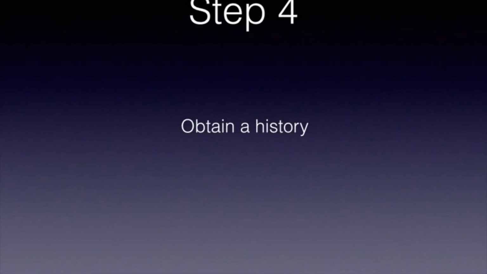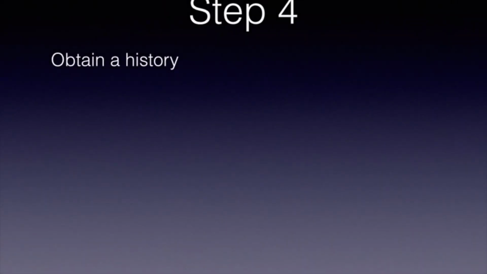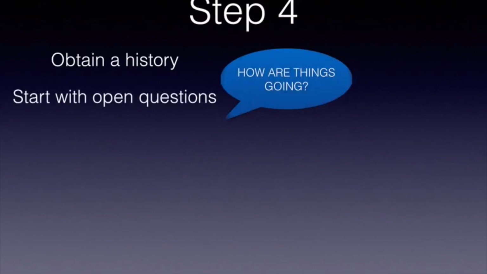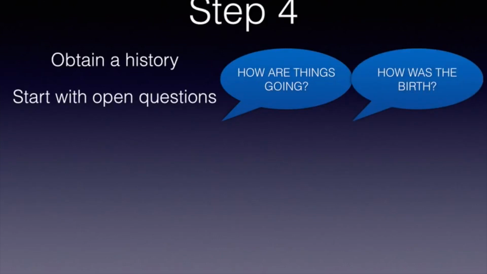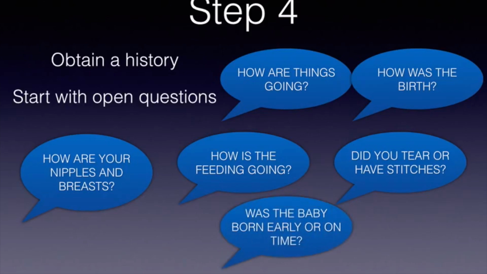Step 4, obtain a history. To obtain a history, start by asking open questions. This gives the mother the opportunity to tell her story. You may also want to ask some closed questions in order to get a full and accurate history.